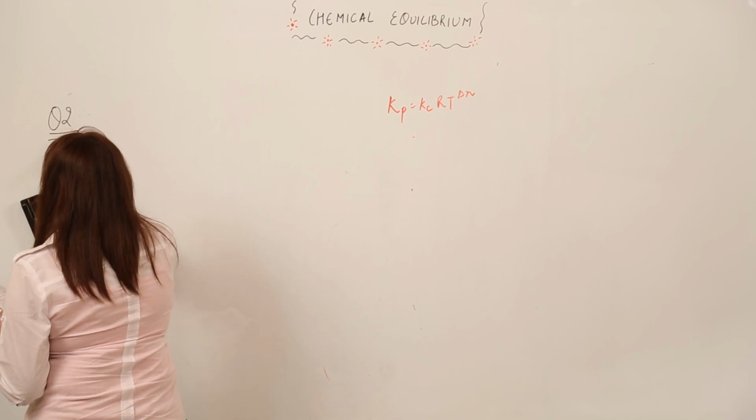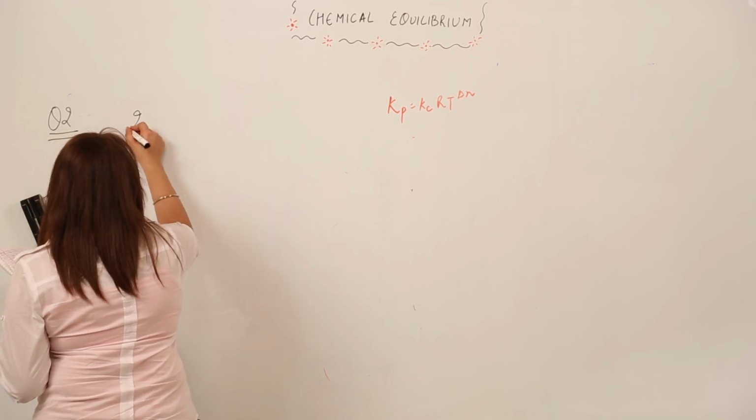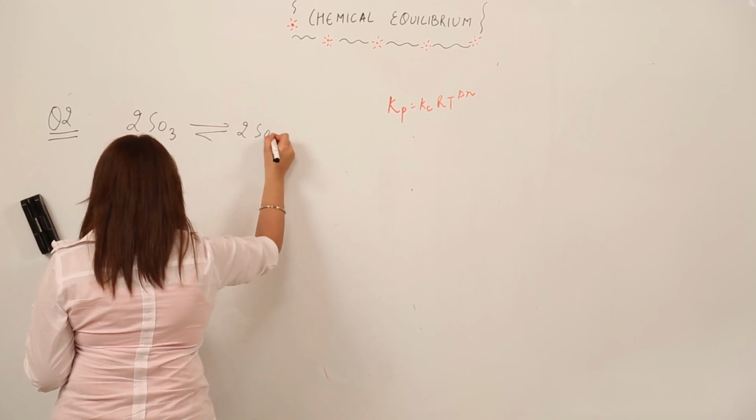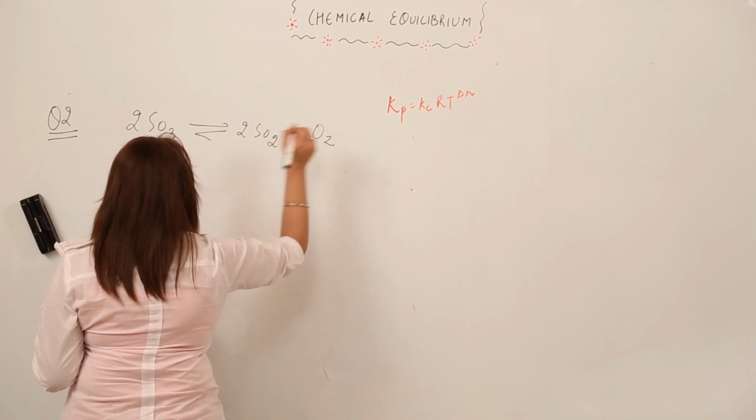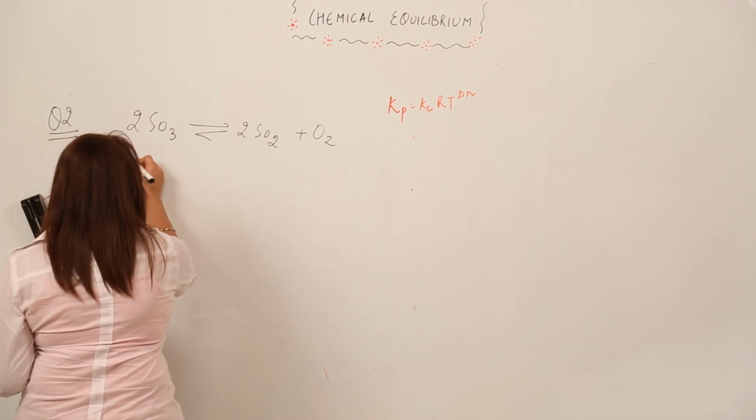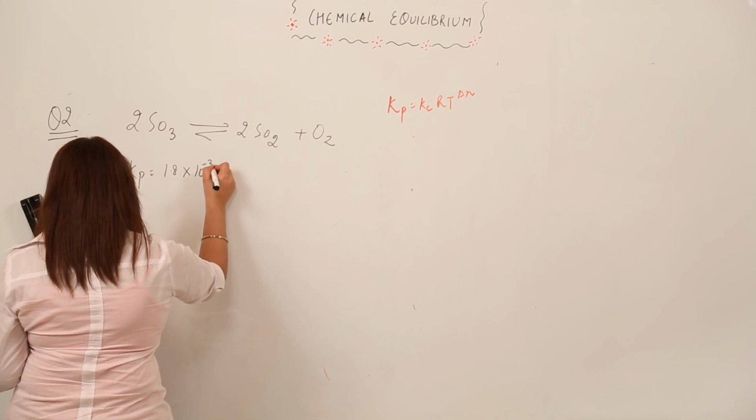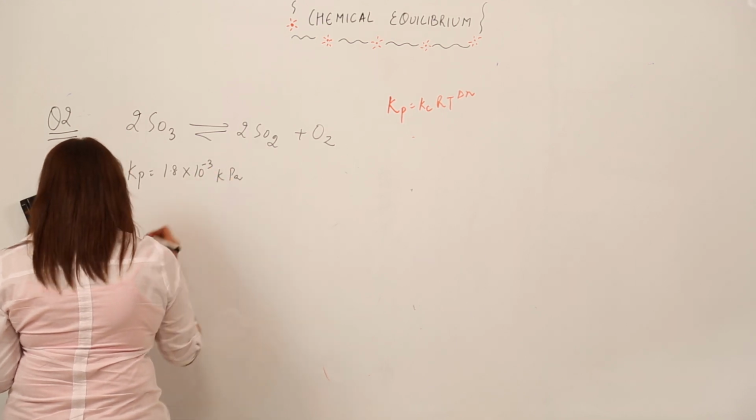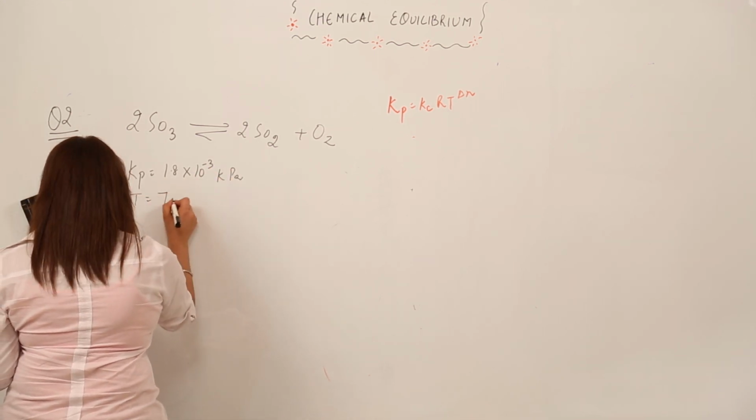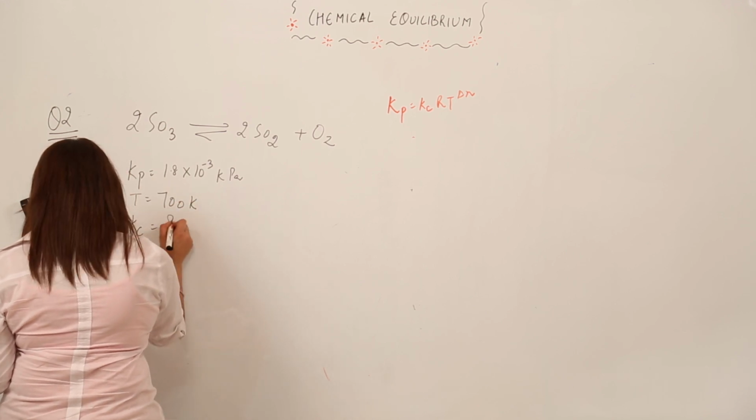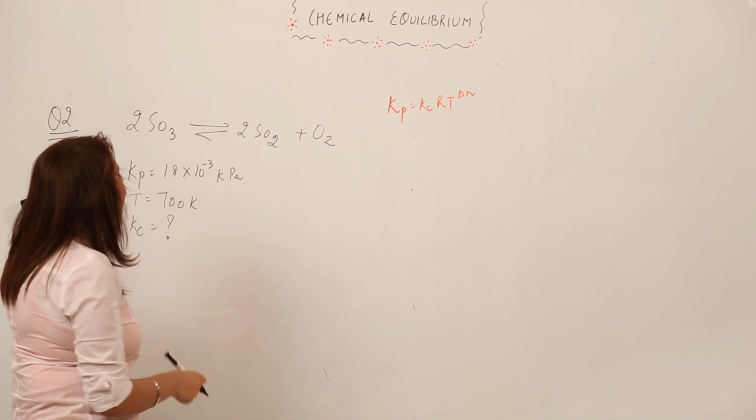In the second question we have a reaction. This is the given reaction, and for this reaction Kp is also given, which comes out to be 1.8 into 10 raised to the minus 3 kilopascal, and the temperature is 700 Kelvin. You need to find the Kc for this reaction. So how will you do that?